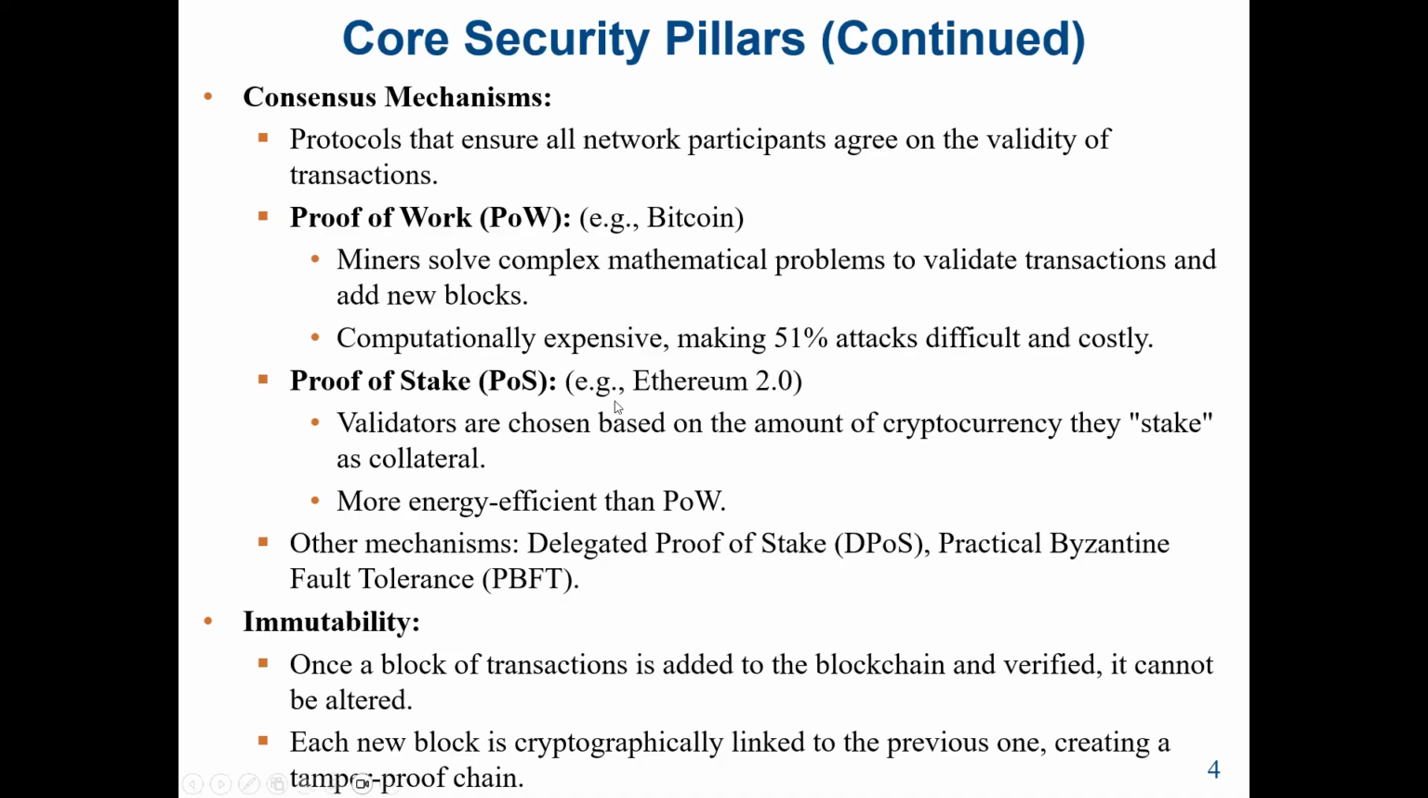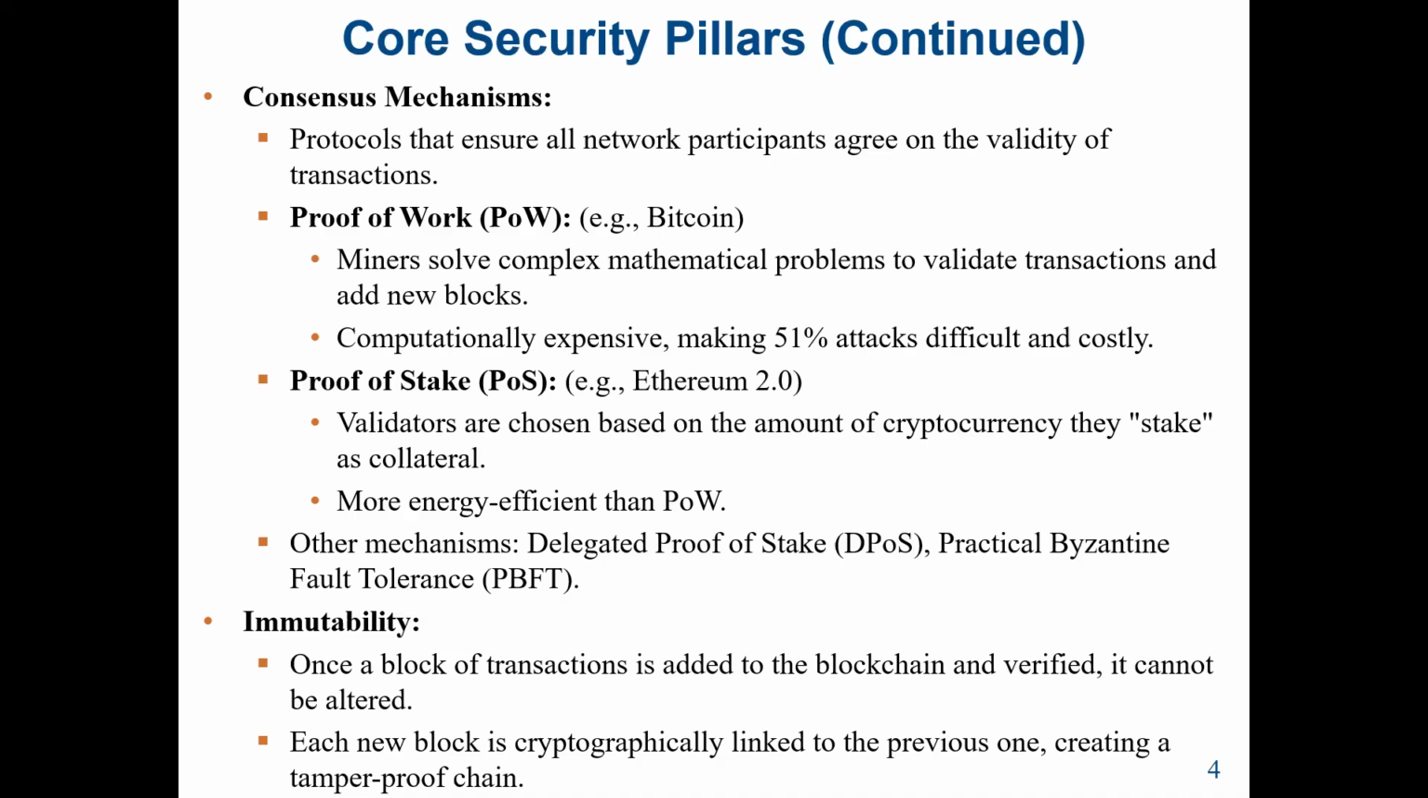The next one we have is POS, which is proof of stake. An example given here is Ethereum 2.0 and many newer blockchains also. In this concept, instead of competing with computational power, validators are chosen to create new blocks based on the amount of cryptocurrency they stake in the network. The more stake a validator has, the higher their chance of being selected.